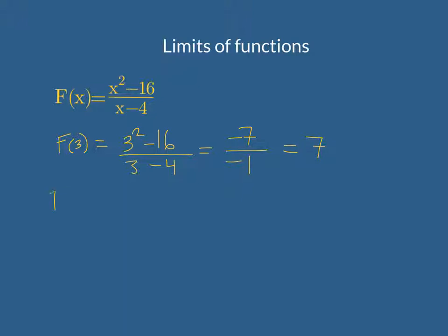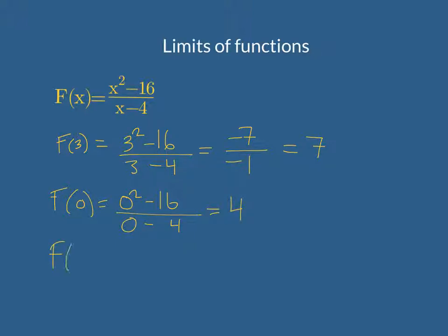If you wanted to find f of 0, which would be the y-intercept, if you can remember that, you'd have 0 squared minus 16 over 0 minus 4, and that would give us negative 16 over negative 4, which is 4. Let's look at one more.